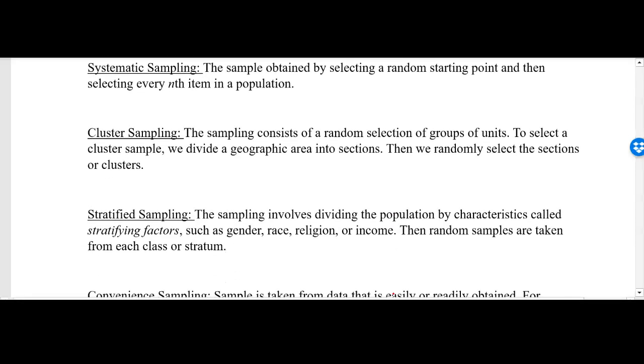We have cluster sampling. This is when we have a random selection of groups of units. Basically, you select a cluster sample. You divide, say, a geographic area, for example, into sections. Then you take those sections and randomly choose people.